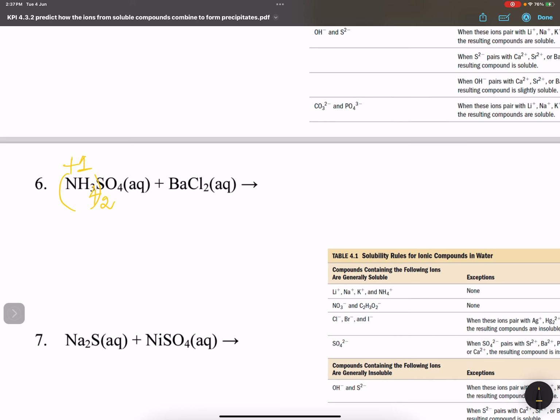It's a polyatomic ion, so +1. Sulfate is -2, barium is in group 2 so +2, chlorine is in group 17 so -1. Now you need to switch the negatives. So NH4 has gone with Cl, plus Ba has gone with SO4.